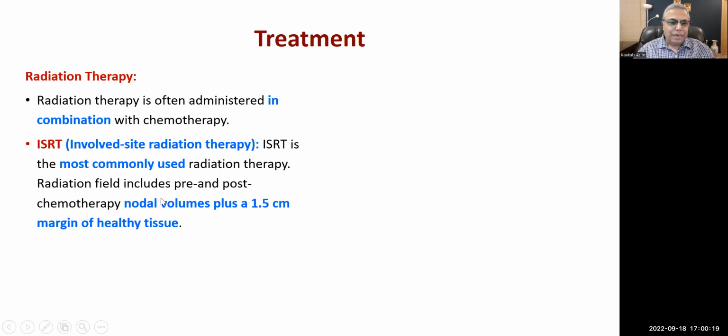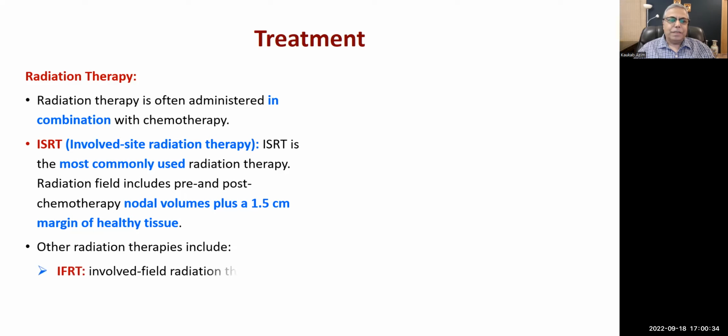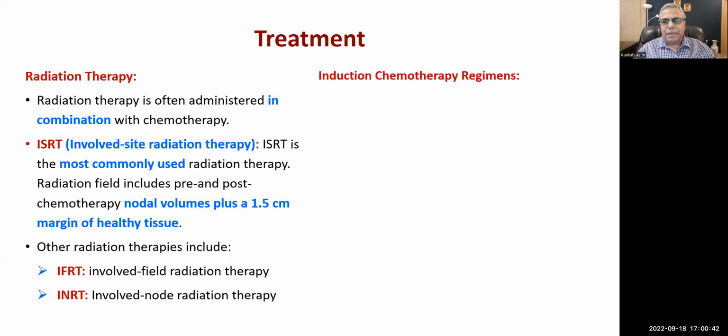So radiation field includes pre and post chemotherapy nodal volumes plus margin. So after chemotherapy, the volume decreases. So our area of radiation will also decrease, okay? Other radiation therapies include involved field radiation therapy, INRT, involved node radiation therapy, and that is the field of the radiation oncologist.